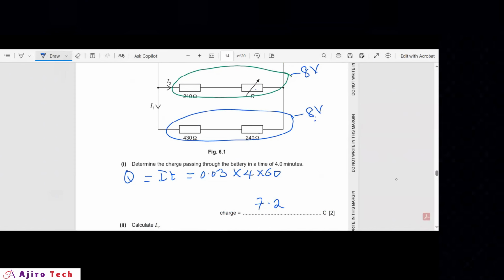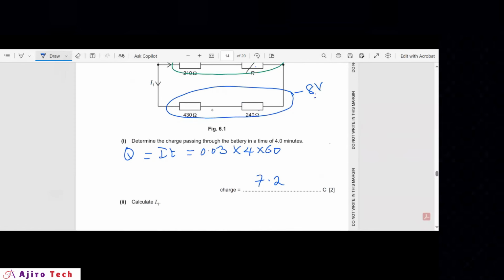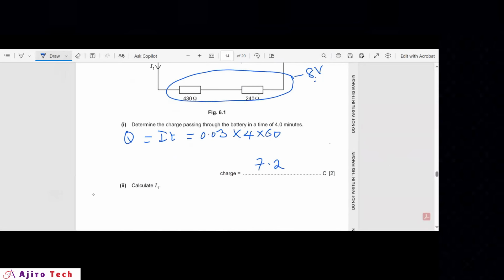Now, determine the current I1. Here we can make use of this one. So I1 is across the total PD, the total resistance across. To calculate I1, we make use of 430 in series with 240. That's 670, right? That's the total resistance, 670 ohms.